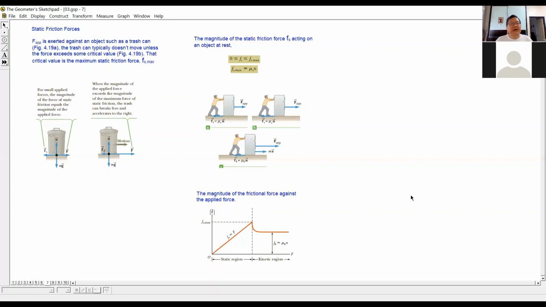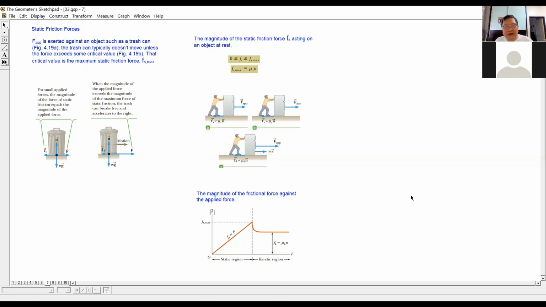Now we talk about the static friction. Static friction is not fixed, you know. Static friction is not fixed. Now, why do I say this static friction is not fixed?